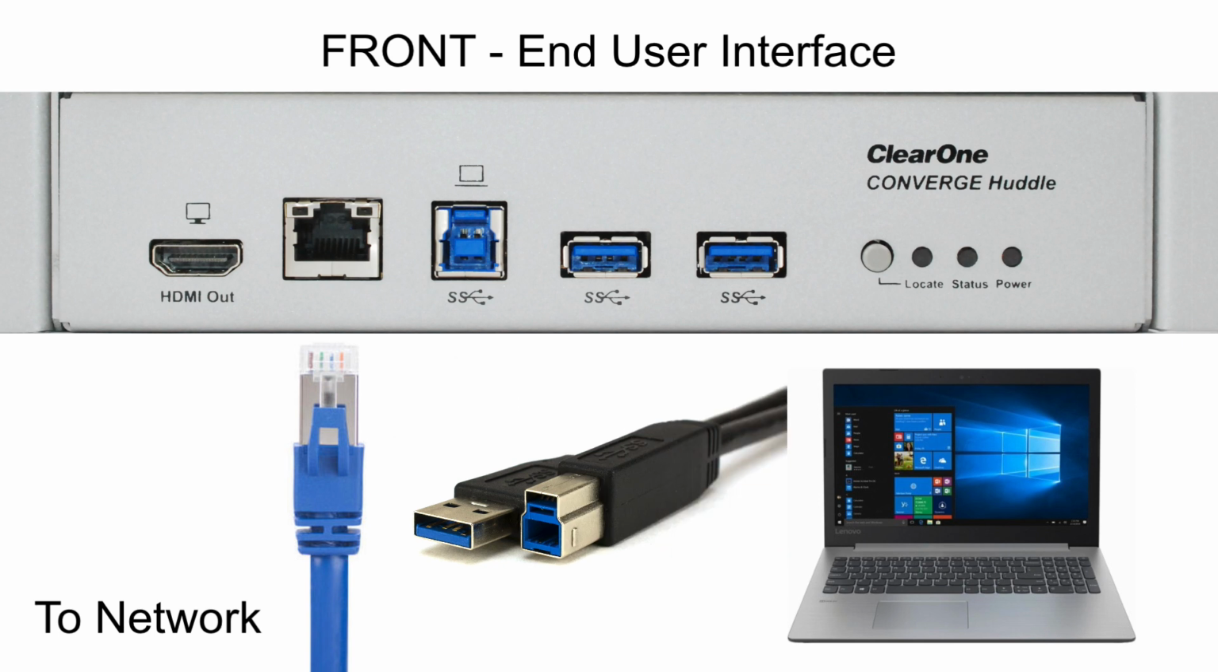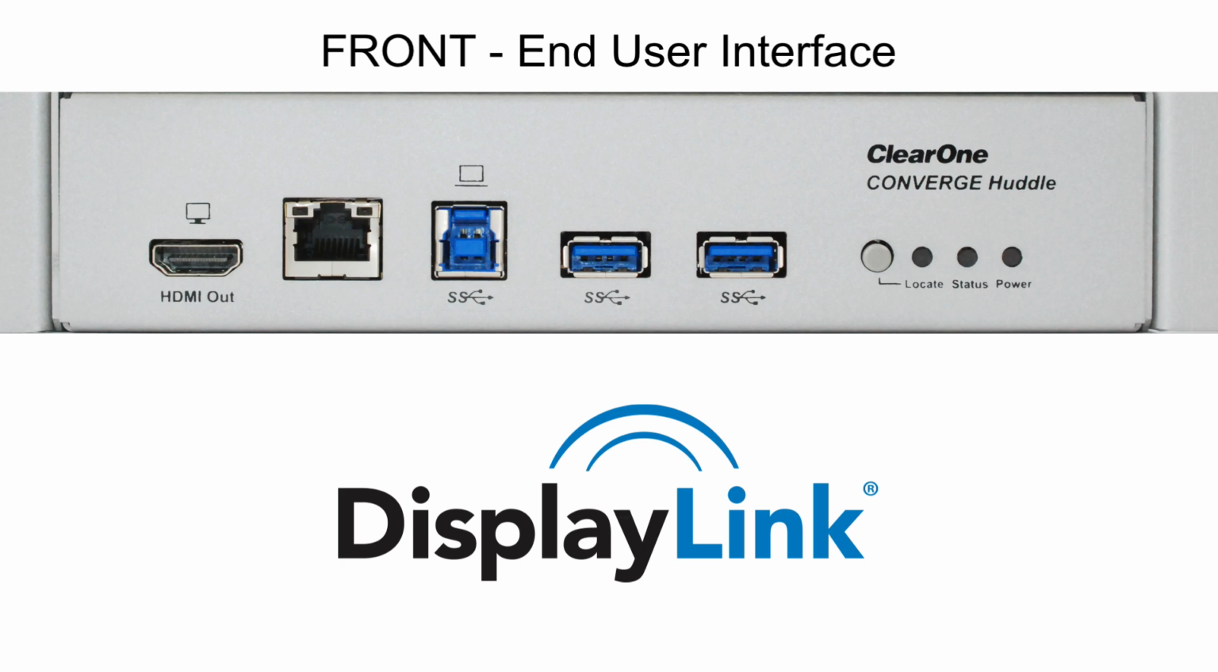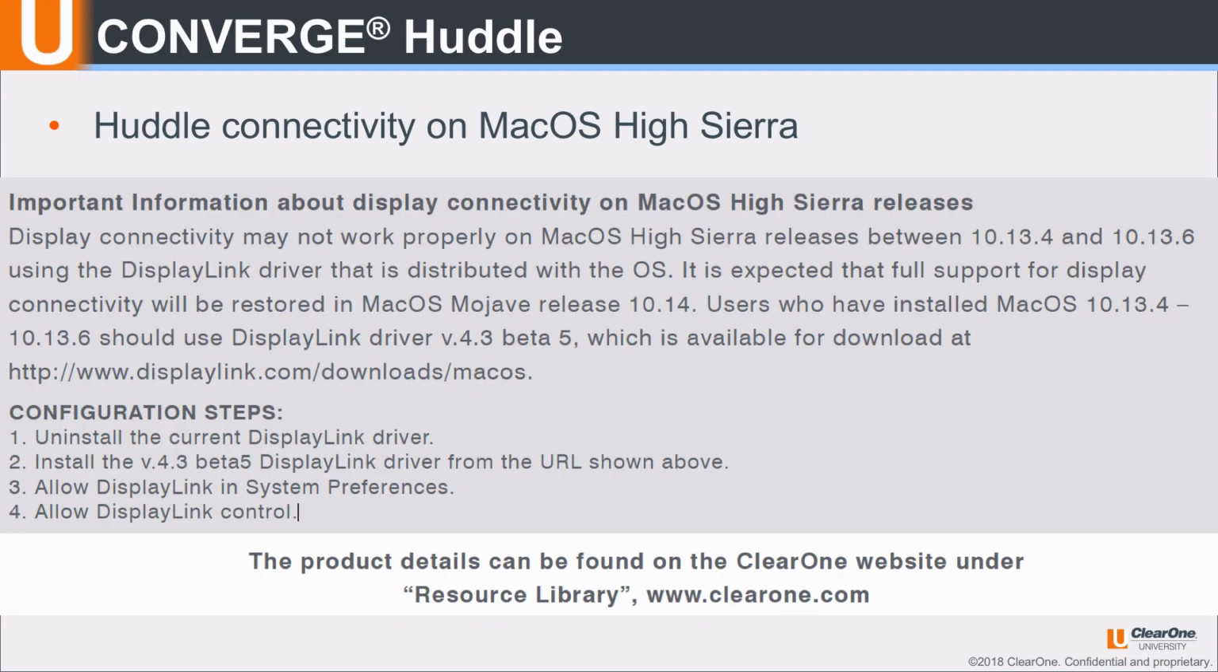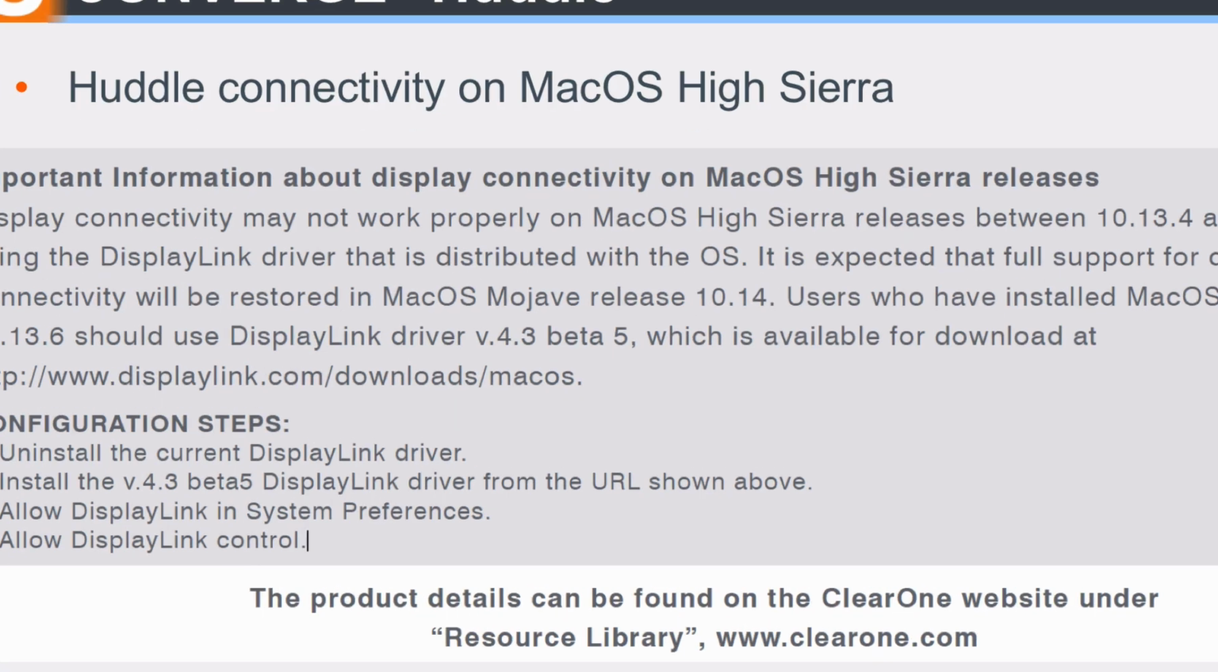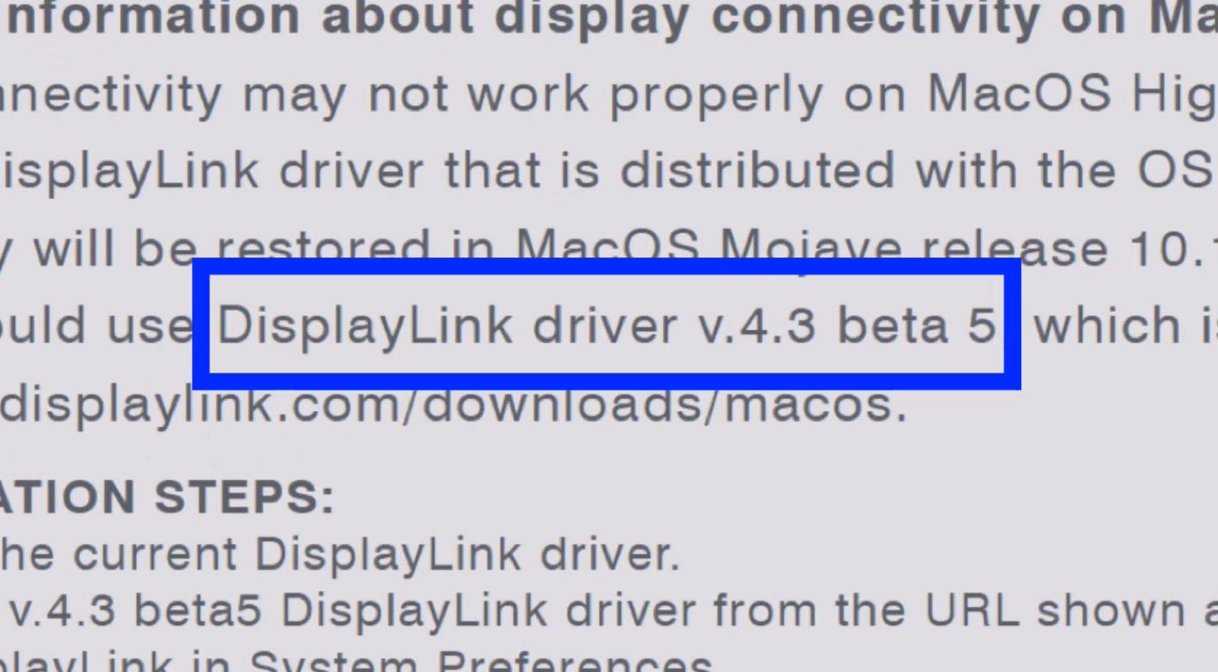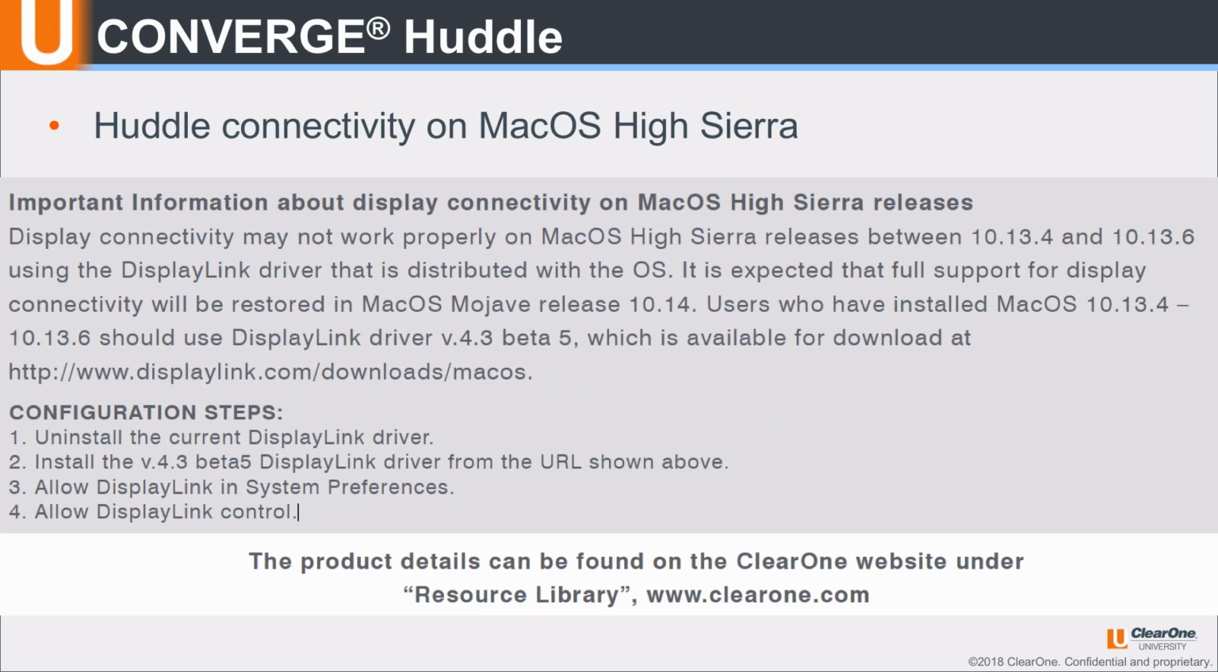By using the USB 3.0, the end user will be able to connect one USB cable to utilize DisplayLink to get professional audio, video, and a display for presentations. Most Windows 10 laptops include DisplayLink, but you may have to download DisplayLink for Mac laptops. As of the date of this recording, you should use this beta version v4.3 beta 5 of DisplayLink for Macs that are on Mac OS High Sierra.